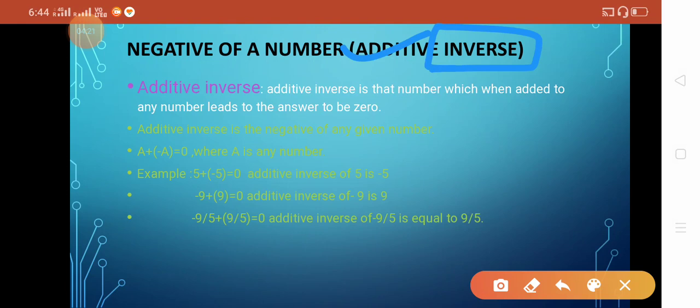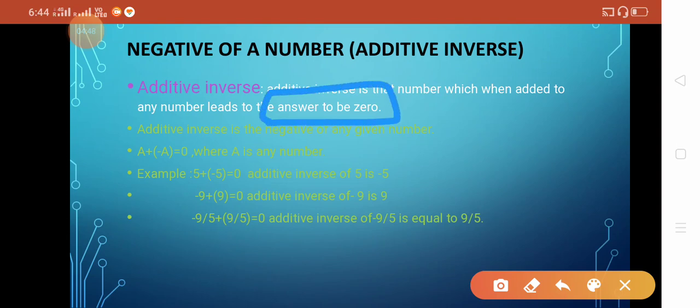After addition you will get the opposite. So the additive inverse is the negative of a number. Inverse is known as opposite. So whenever you are confused between additive identity and additive inverse, you can recall this: identity means same answer, inverse means opposite of that. So additive identity is 0, but what is additive inverse? Additive inverse is that number which when added to any number leads to the answer 0. Now the answer is not the same, the answer must be 0.